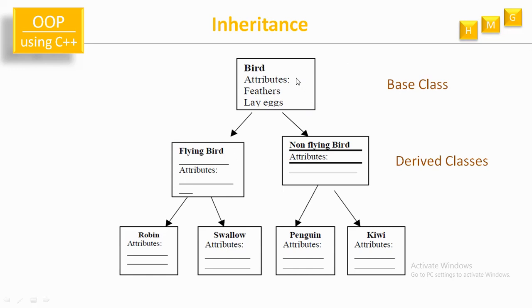So like this, there is inheritance. The properties or the attributes of the bird class are inherited into the flying bird and non-flying bird classes. So like this, the objects robin and swallow will have the combined properties or attributes of the bird class plus flying birds, while the penguin and kiwi, these two objects, will have the combined features or properties of bird and non-flying bird. So like this, inheritance can be implemented.